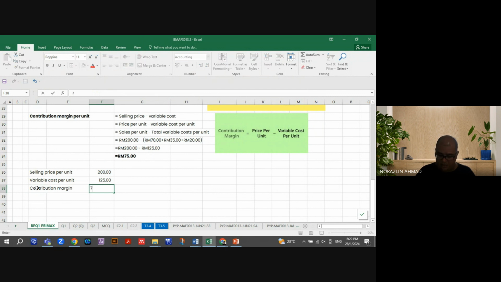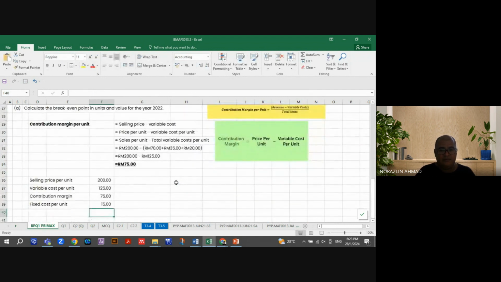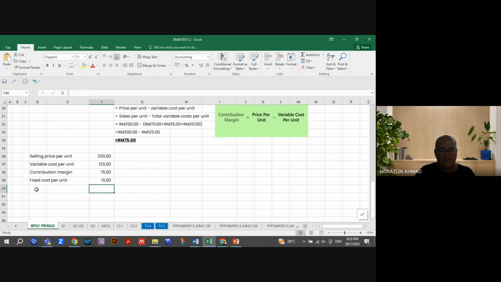Okay, 200 minus 125. Then we have fixed cost per unit, for example here. This one we get 15 ringgit. And then we have contribution margin here.